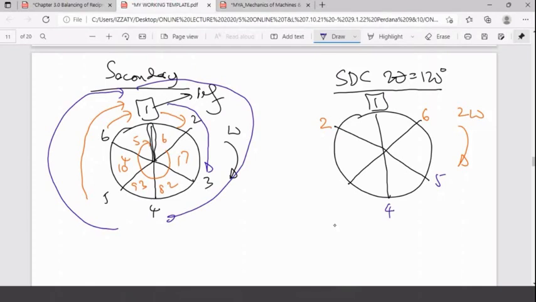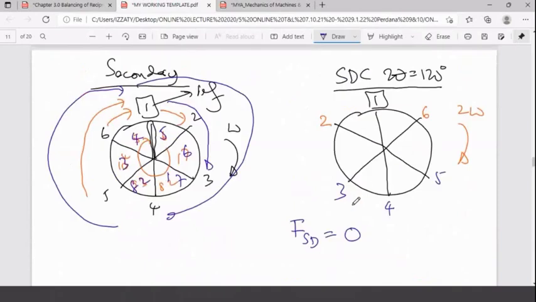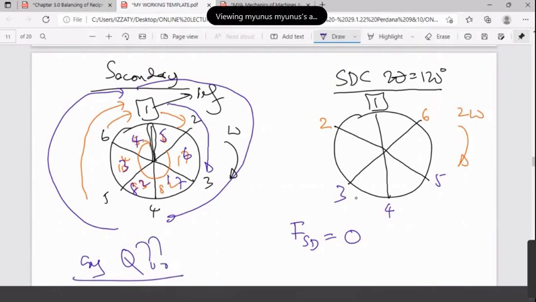Proof, it will fall here. Number 3 moves 1, 2, 3, 4. It becomes 8: 5, 6, 7, and 8. It is balanced. So your F secondary direct equals 0. Okay, we move on from this one to secondary reverse. Any question upon this one? Any question? No? Thank you, Ahmed.